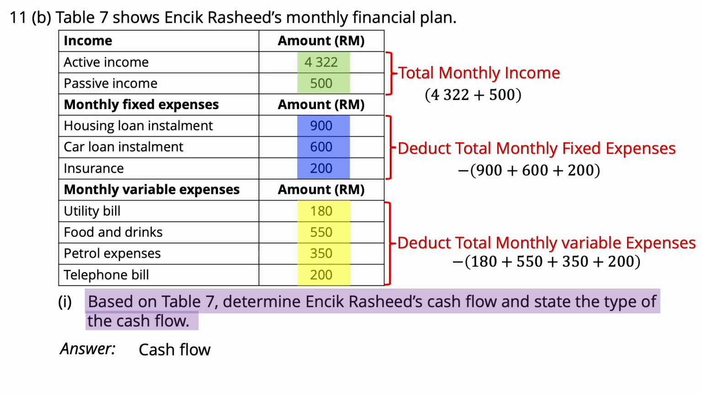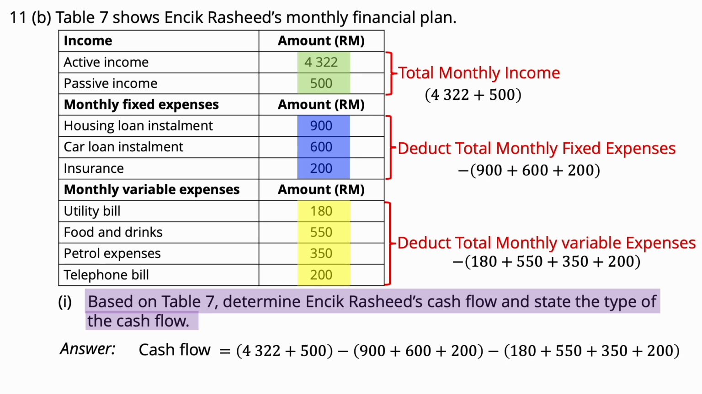Cash flow equals total monthly income, deduct the total monthly fixed expenses, deduct the total monthly variable expenses. The resulting cash flow is 1842 ringgit Malaysia. Since the amount is positive, in SPM Rashid has a positive cash flow.